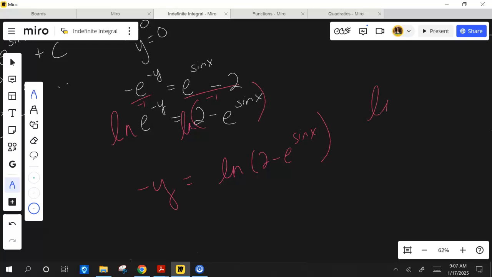Because here's the property. The log of A minus the log of B is the log of A over B. You only write the log one time, not twice. Brain fart. Yeah.